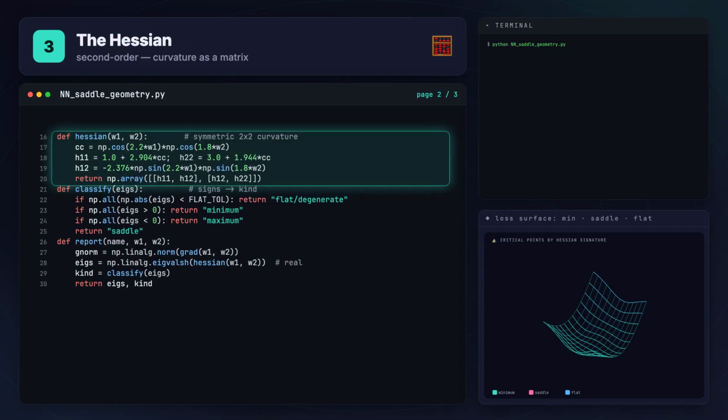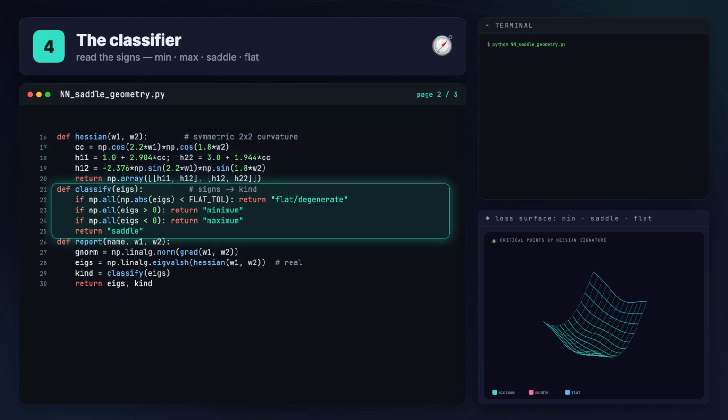Then the Hessian, the heart of the file. 4 second partials arranged into a 2 by 2 matrix, curvature in W1, curvature in W2, and the two mixed terms on the off diagonal, which are equal for any smooth loss. This matrix is constant in the toy bowl from before, but here it changes from point to point, which is exactly why the same network can feel like a bowl in one spot and a pass in another.